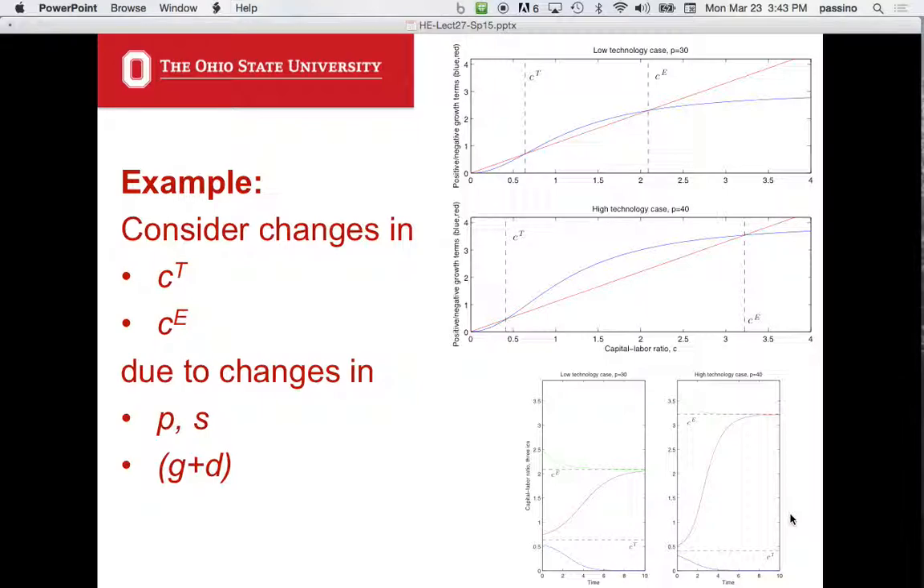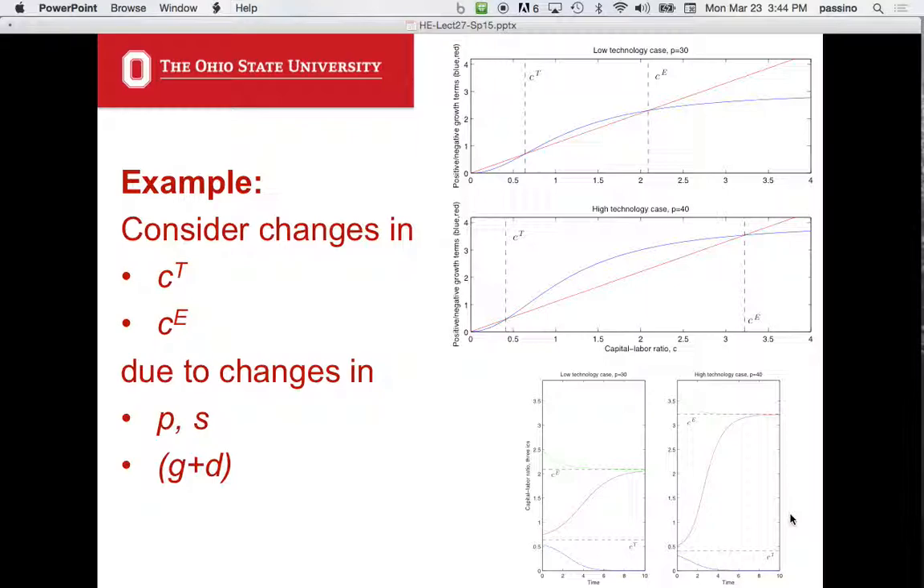What I want to do here is take the plot from earlier. I got a P low plot for P equal 30 at the top, and a P high plot for P equal 40 at the bottom. I know that if I change S, P, and G plus D, then I'm going to move those equilibrium points, the CT and the CE. So let's do a few examples of what will happen.